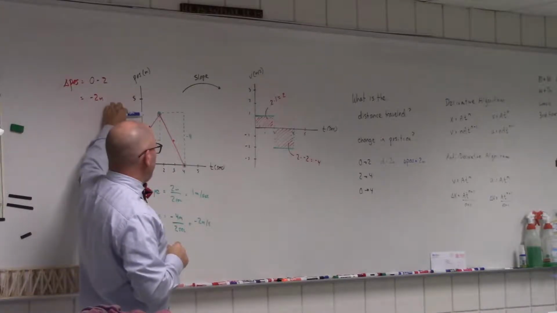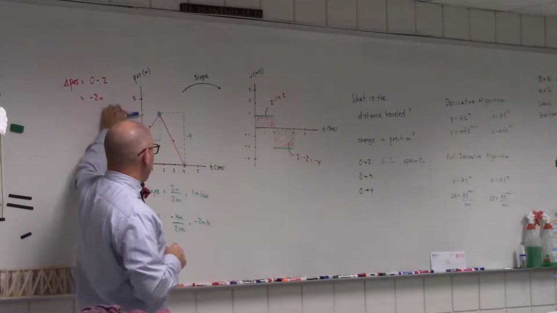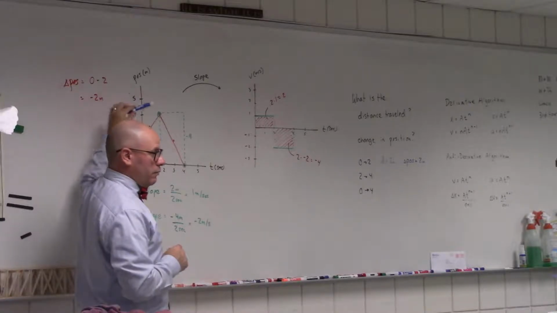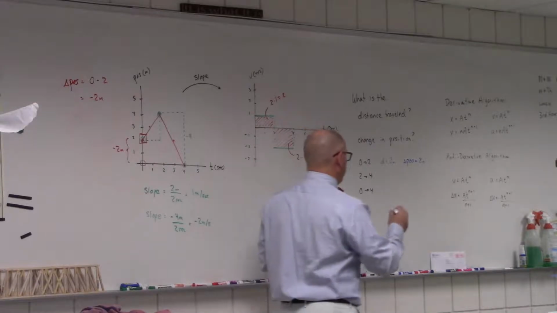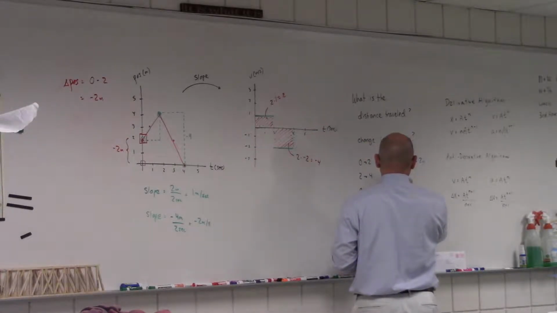Your dude started at 2, he ended at 4 after 2 seconds. He moved 2 and he moved 2 to the right. Okay? But what about the next 2 seconds? What about from 2 to 4 seconds?